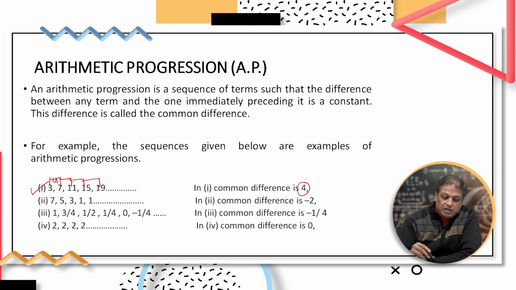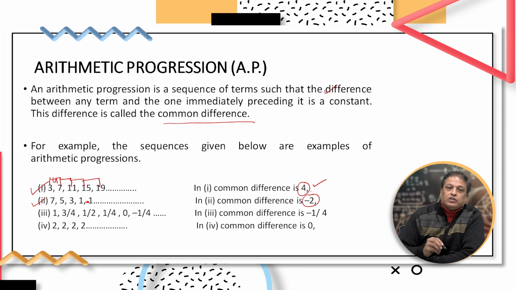So what the statement says: an arithmetic progression is a sequence of terms such that the difference between any term and the one term immediately preceding it is a constant. This difference is called the common difference. So in the first sequence, the common difference is 4. Thereafter, let's go to the second sequence, 7, 5, 3, 1. So 7 minus 2 is 5, 5 minus 2 is 3, 3 minus 2 is 1, and 1 minus 2 is minus 1. That's why the common difference is minus 2.